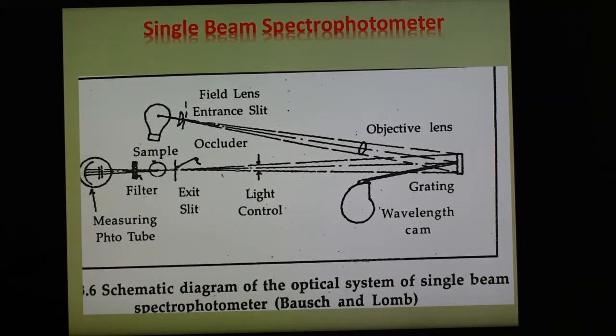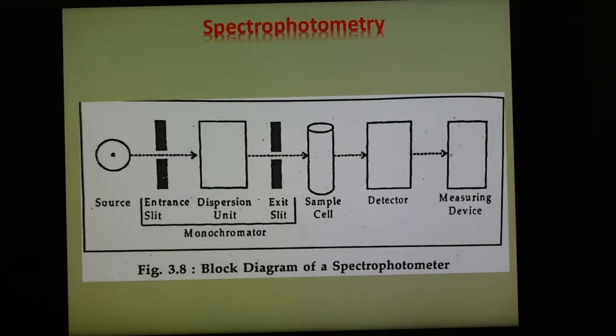And the next method is spectrophotometry. It is similar to colorimetry, and the principle is the same, but slight differences are there in spectrophotometry. In this technique, color comparison is also carried out by using a more sophisticated instrument. This sophisticated instrument is known as a spectrophotometer.